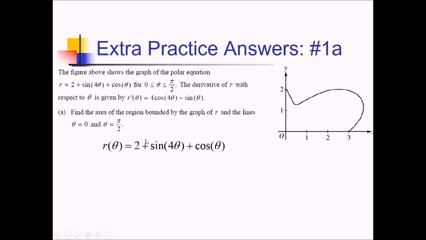Okay, so we want to figure out the area of this region bounded by r and the lines theta equals 0, so that's just the ray going out to 0 radians, and also theta equals pi over 2. So our general area formula is 1/2 times r squared d theta from a to b. In particular, on this one, we're going to have an integral from 0 to pi over 2 of 1/2 r of theta squared d theta. And I just plug this in the calculator.